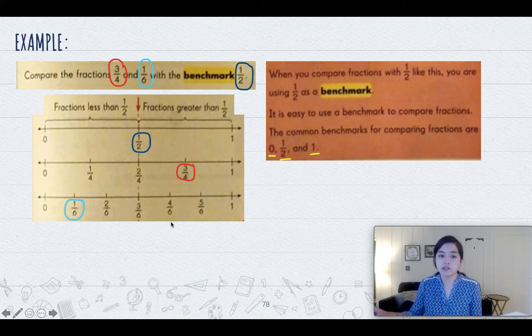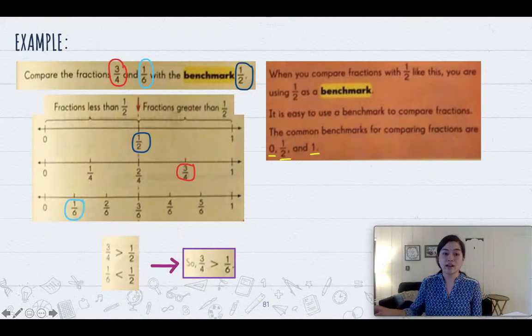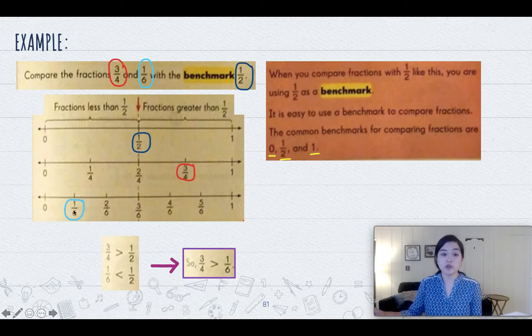Do you see that? Okay. And so, because 3/4 is greater than 1/2, and 1/6 is less than 1/2, I know that 3/4 is greater than 1/6. Or you can even say 1/6 is less than 3/4.